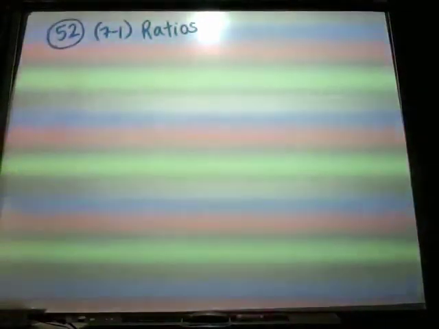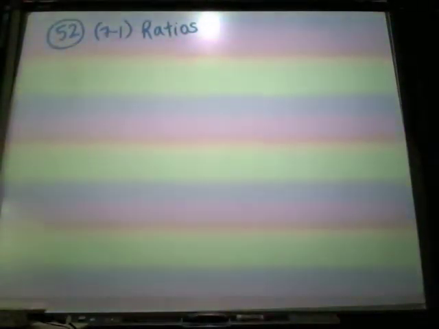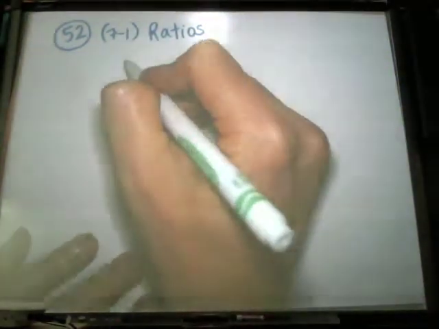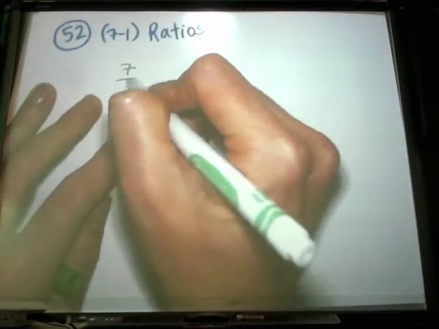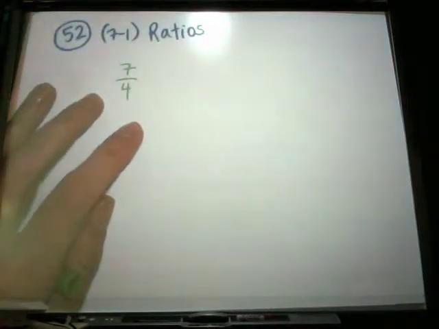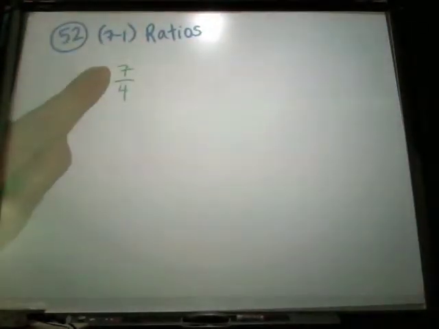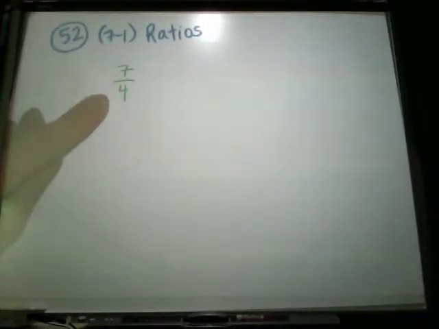Okay. A comparison of two amounts. There are three ways we could write a ratio. For example, we could do it as a fraction, 7 to 4. Now maybe this means for every 7 boys in the class, there are 4 girls. So in my 6th grade class, there's a lot more boys than girls. I don't know what the ratio is, but it could be this. For every 7 boys, there are 4 girls.